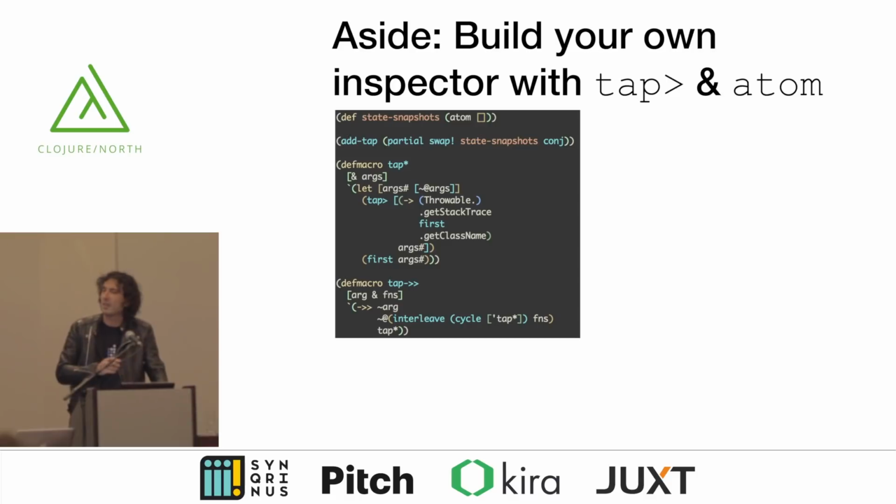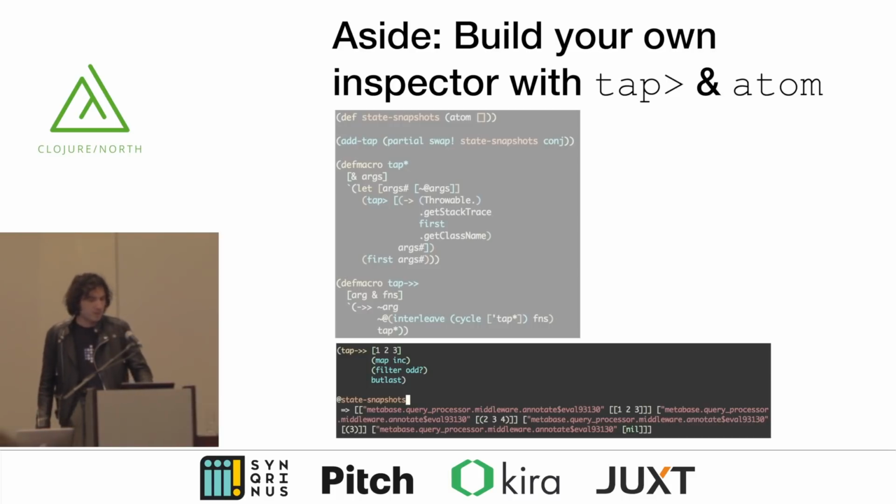Then the second thing: we'll have a different version of the threading macro, which spits out all the intermediate steps. With this, you can change your gnarly threading code to use that, and if you inspect the value of the snapshots in our atom, we'll get all the values as they changed when the code was running.